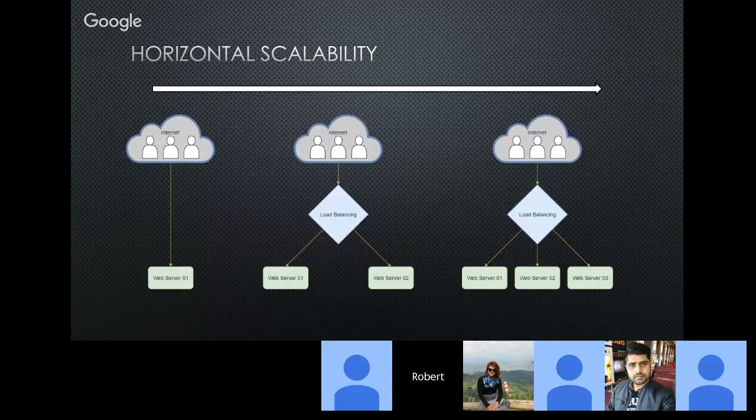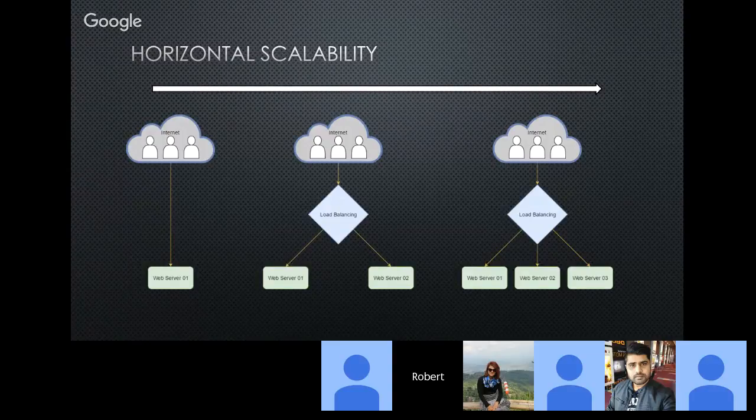So then we have horizontal scalability, which is much better. It starts the same way. You have one server, and at some point, the performance can't accommodate the traffic. So what you do is you just introduce another similar server to the network. The similar server would be running the same services, the same applications, but just in another instance.